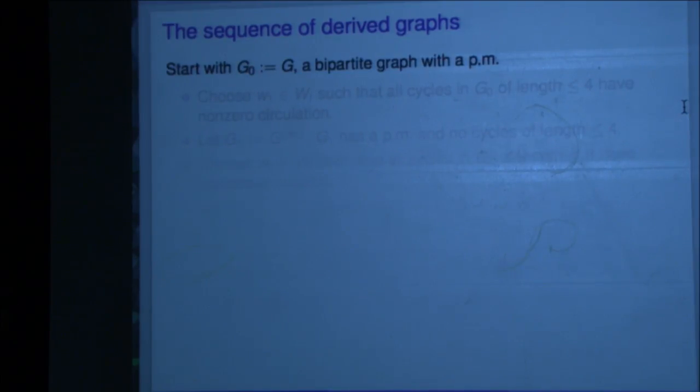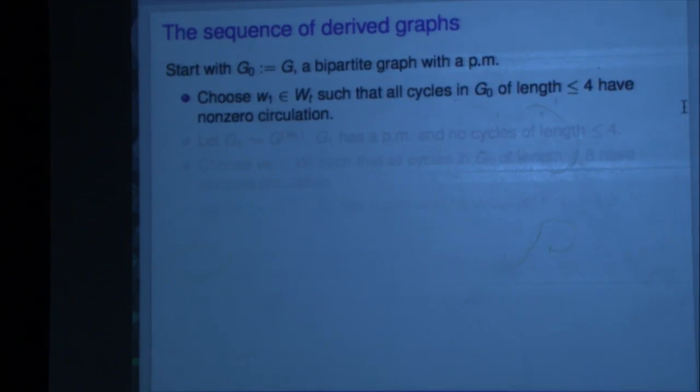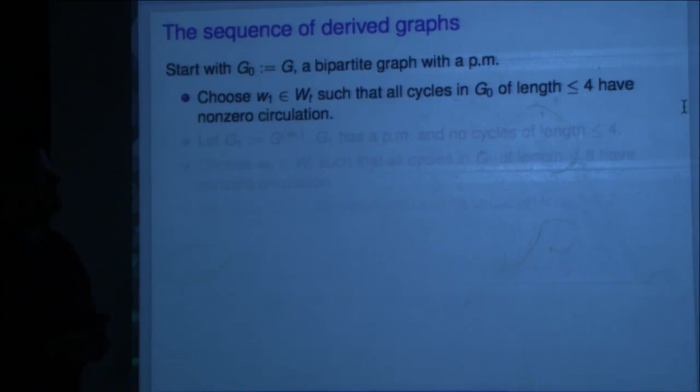If it doesn't have a perfect matching, our algorithm will detect this at some point. So let's set G naught equal to G, and we'll start with G naught, and now we'll get a series of derived graphs. So we'll choose some weight from our magic set that kills, such that all cycles in G naught of length up to 4, which is the shortest you can have, have non-zero circulation. And there are only n to the fourth of these by our previous lemma.